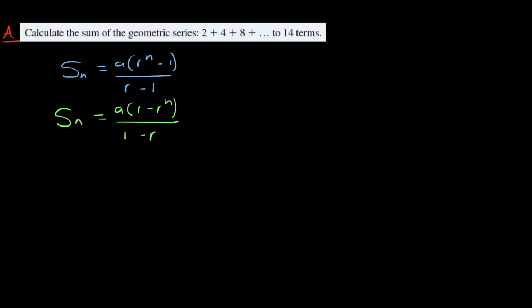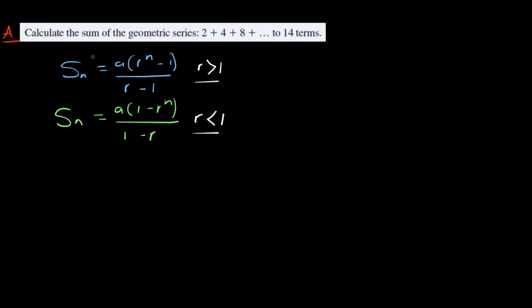So what distinguishes these two formulas is that for the first formula, your r value needs to be greater than 1 to be able to use it. And for the second formula, r needs to be less than 1 to be able to use it. So really those are the two distinctions that distinguish the two formulas.